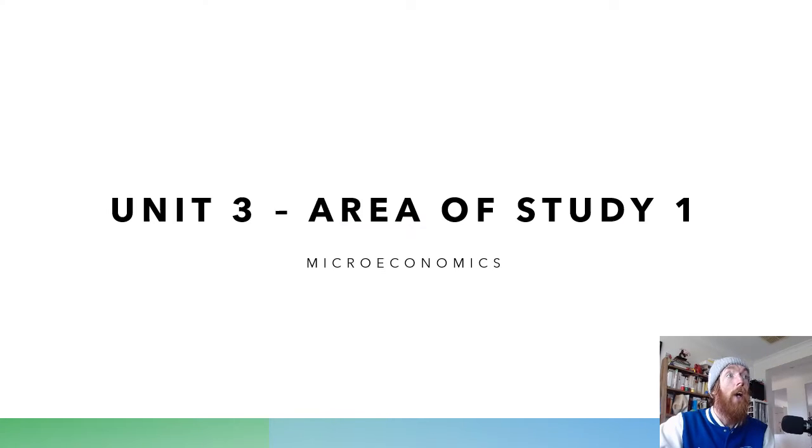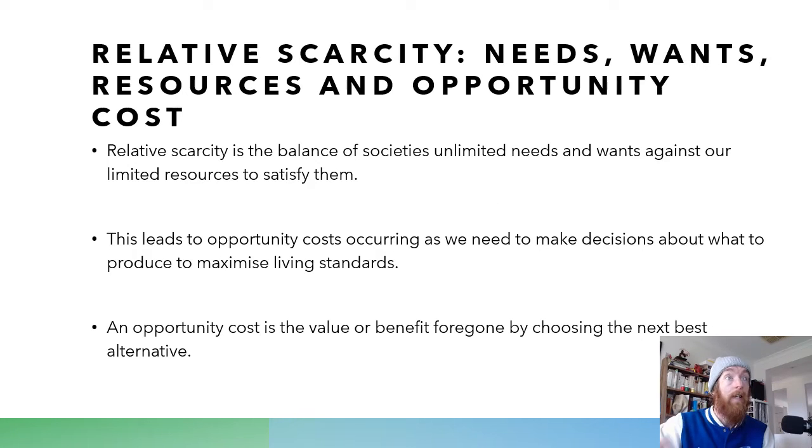Alright, Unit 3, Area Study 1, Microeconomics. First, we've got relative scarcity, which is the fact that we need to balance society's unlimited needs and wants against our limited resources to satisfy them. This leads to opportunity costs occurring as we need to make decisions about the best way to allocate our resources to maximize living standards. This means that no matter what decision we make, we are giving something up, which is the opportunity cost and the next best option foregone.